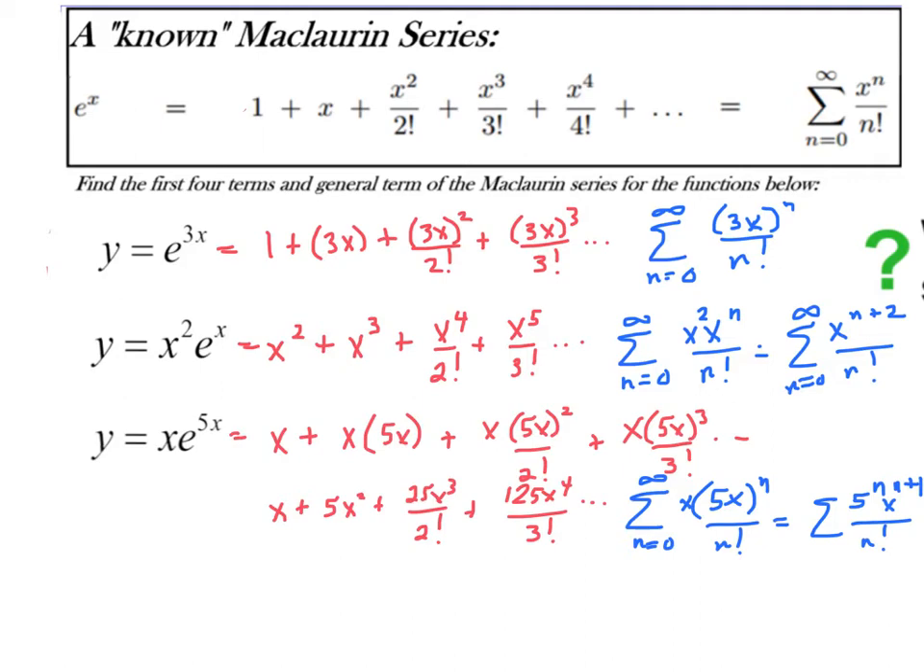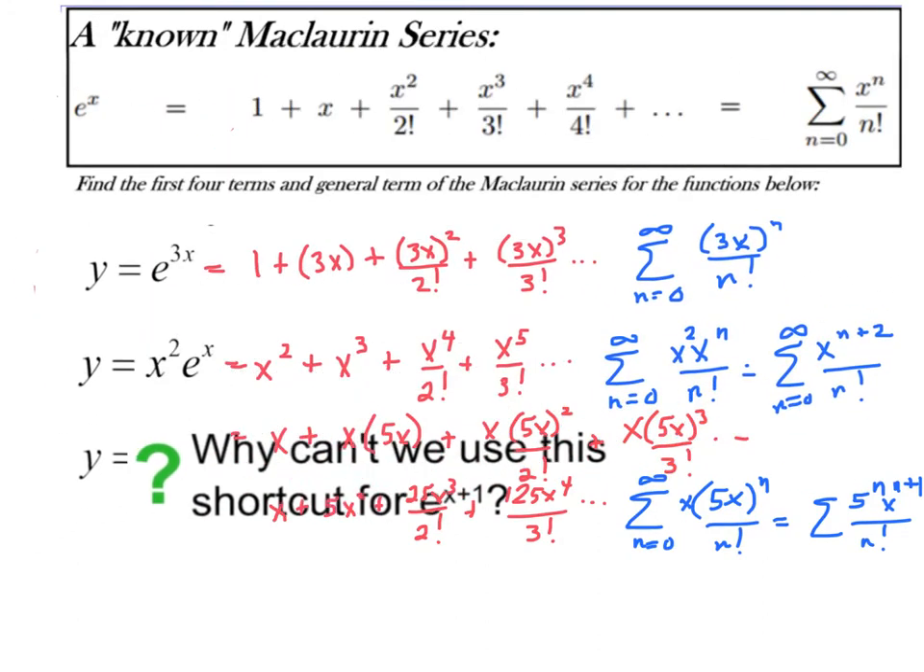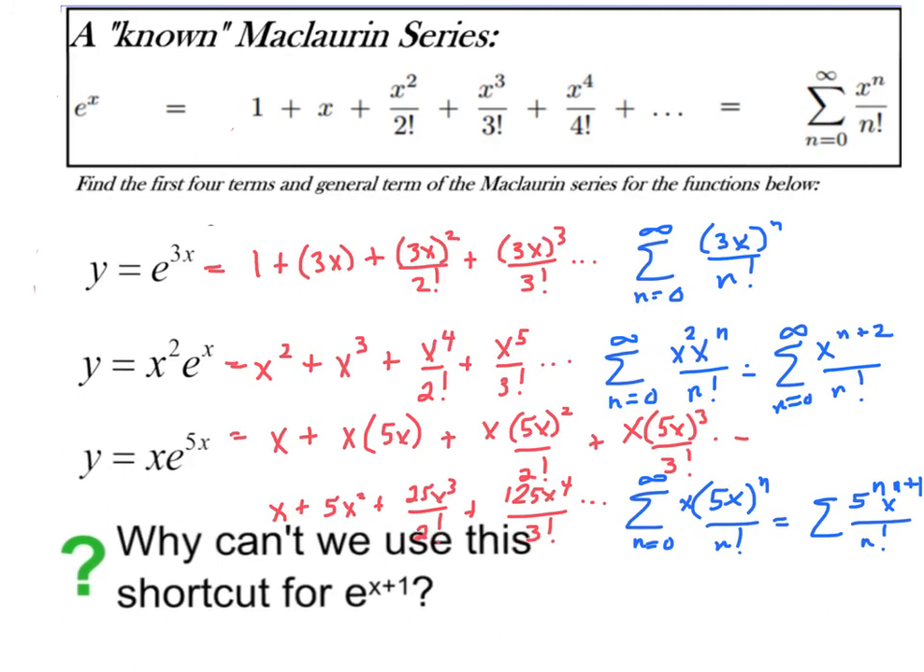Now, let me pull one thing in here because this is a kind of common mistake. So why can't we use that same shortcut for e to the x plus 1? And I think we can catch it pretty quickly, okay? Let's say you thought, well, why can't I just substitute it, right? So the first term was 1, that's easy, okay? So 1 plus, and then I substitute x plus 1, and then I substitute x plus 1 in here. Well, here's why this won't work.